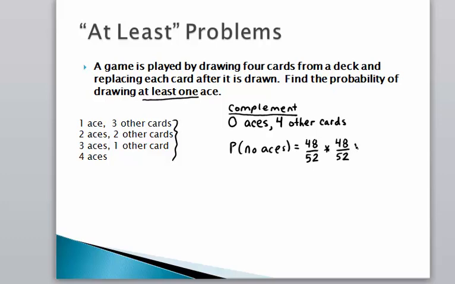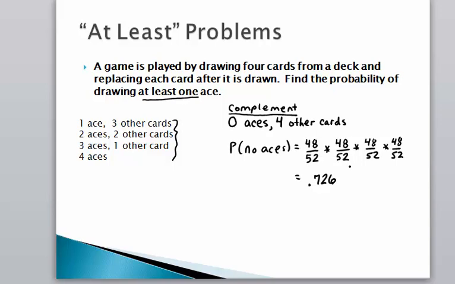We replace that card and then draw the third card. The probability that it is not an ace, 48 out of 52. Replace the card and draw the fourth card with the same probability. So I'm going to go ahead and multiply this out and get an answer for this part of the problem. And I'm going to leave it in decimal form, so this is going to be 0.726.